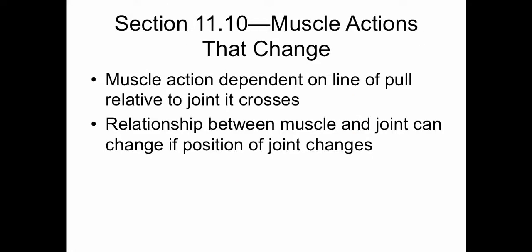A muscle's action at a joint can change as the position of the bones of the joint changes. The action of a muscle is based on its line of pull relative to the joint that it crosses. If the position of that joint changes, then the relationship of the line of pull of the muscle relative to the joint might also change. This could result in a change in the action of the muscle. The fact that a muscle's action can change based on the position of the bones of the joint implies that even if an action is listed for a muscle, it does not mean that the muscle can create that action throughout the entire range of motion of the joint.